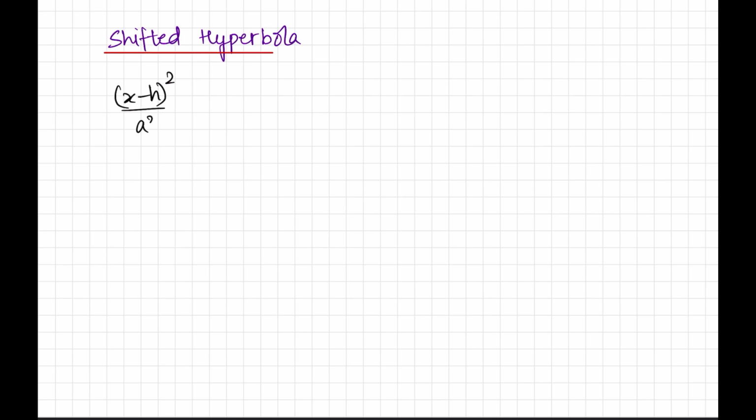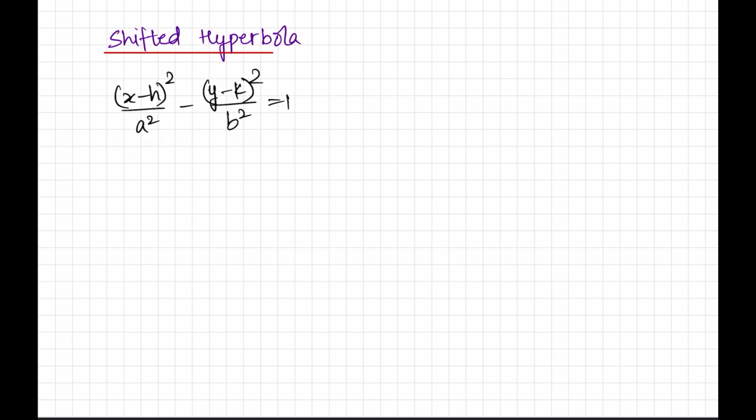In this video, let us discuss the concept of shifted hyperbola. So, suppose we are given the equation (x minus h) whole squared upon a squared minus (y minus k) squared upon b squared equals 1. Then such a hyperbola is referred to as a shifted hyperbola.